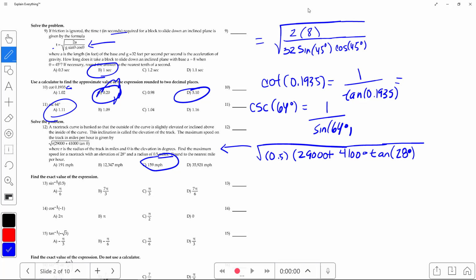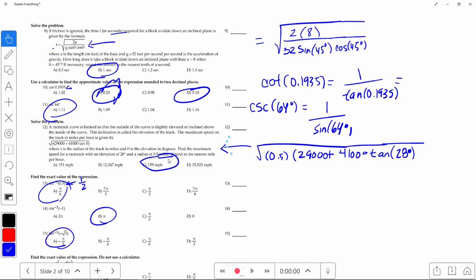This is asking basically where is the sine 1/2 on the unit circle. So you should get pi over 6. You got your unit circle in front of you? You better. 14, where is the cosine equal to -1? That would be pi. And 15, where is the tangent equal to the negative square root of 3? And that would be negative pi over 3.